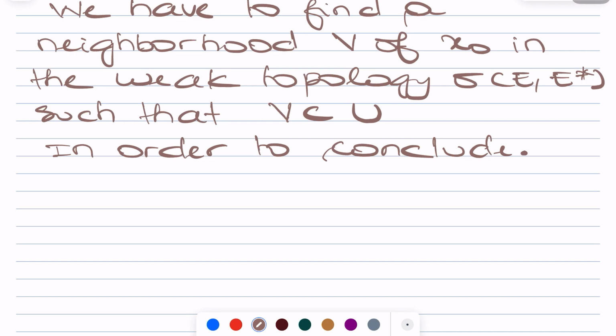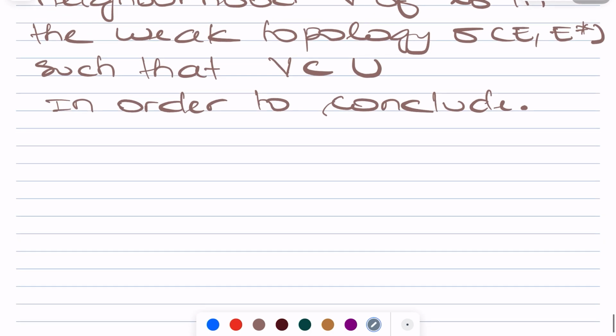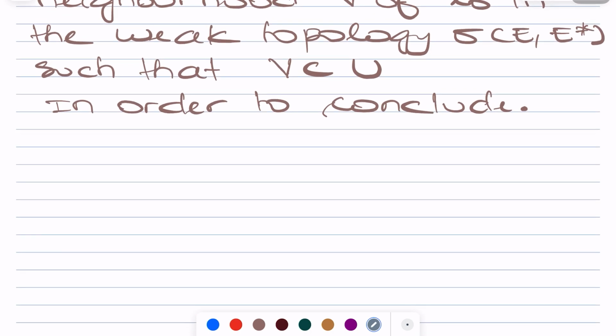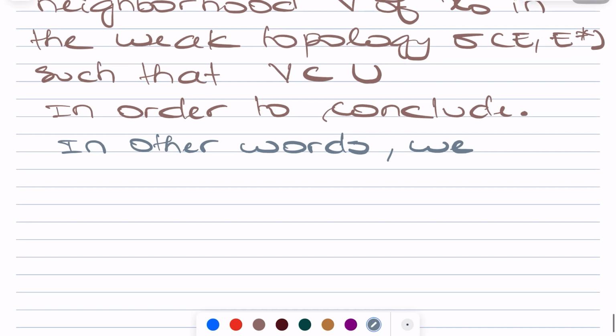To be even more precise, in other words, we have to find, because finding a neighborhood V of x0 comes back to finding a finite collection of linear bounded functionals.